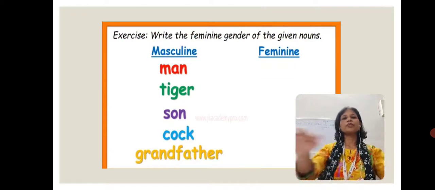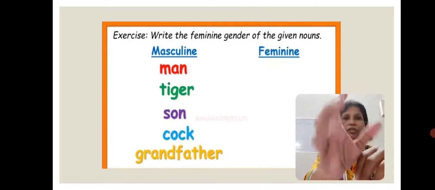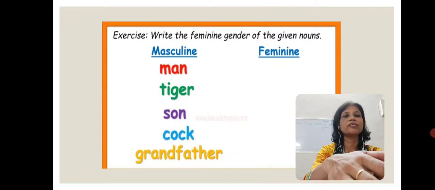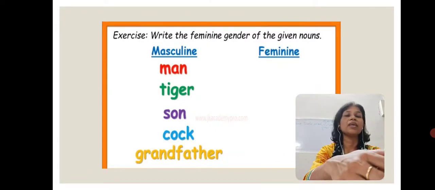Now here I have put an exercise for you. Write the feminine gender of the given masculine. So please think for a while and try to answer the questions. Please look at the question carefully. The masculine genders are given, you have to write down the feminine gender. The first one is man, M-A-N. What will be the feminine gender of man? Students, you need to try it. Tiger, T-I-G-E-R. Son, S-O-N. Cock, C-O-C-K. And the final one is grandfather.